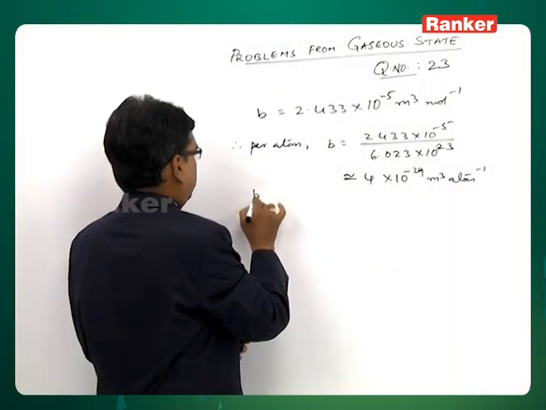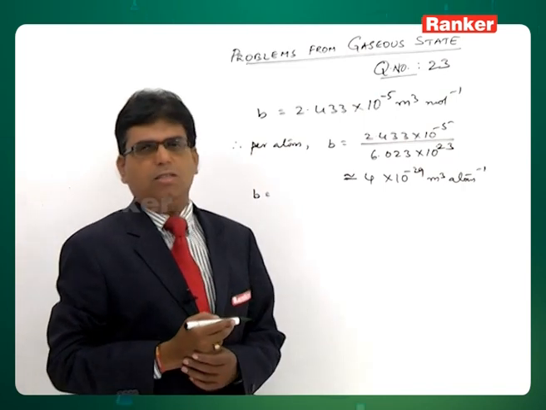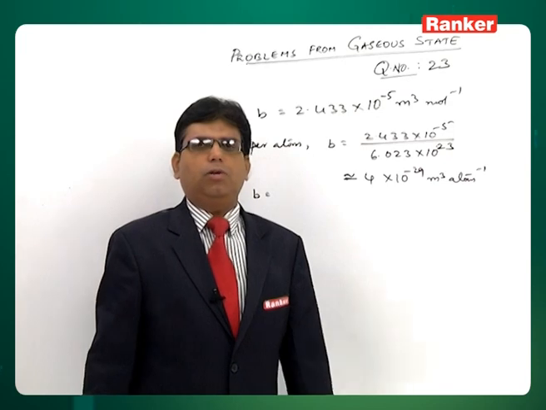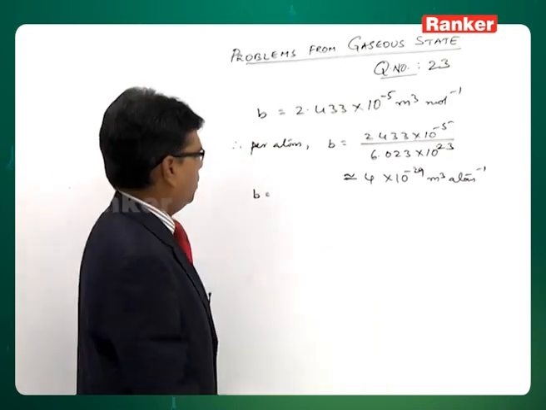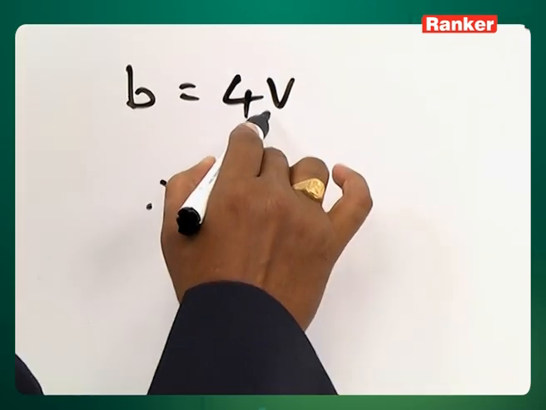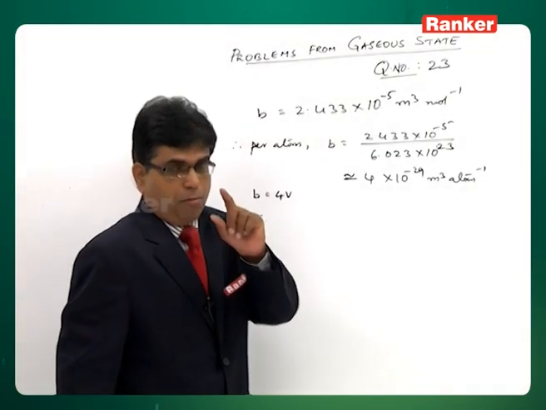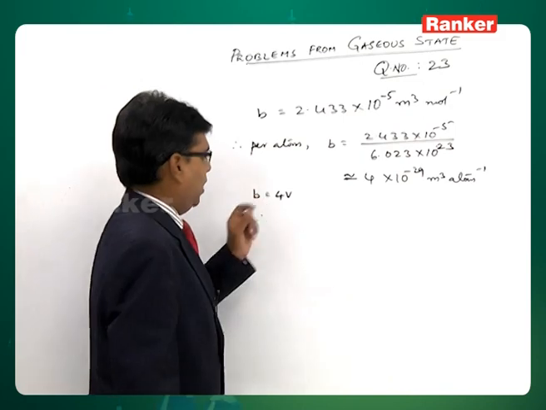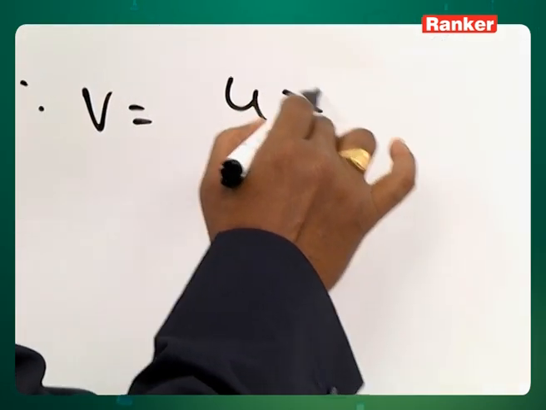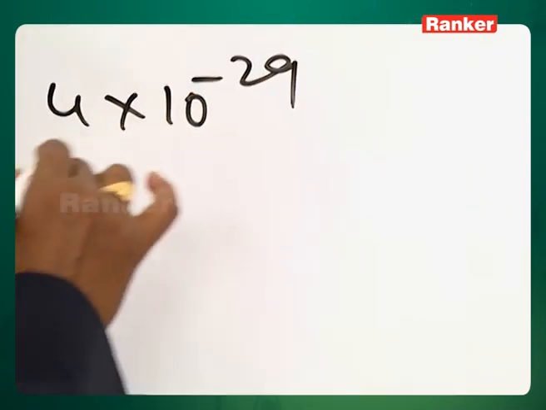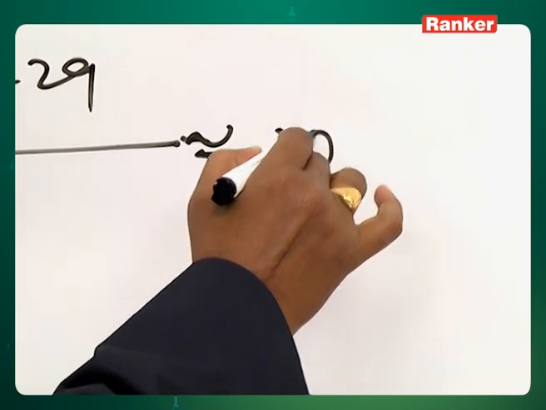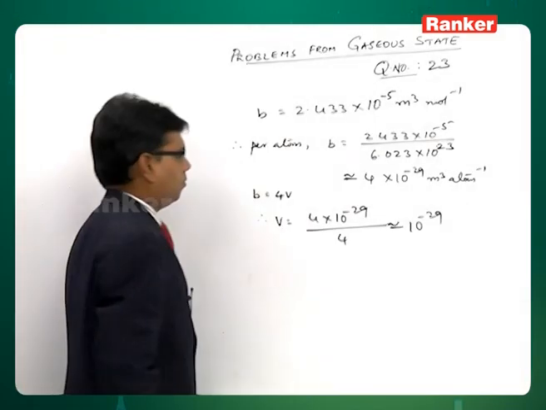And this b, from the van der Waals constants, from the way that we have derived the constant b, this b is equal to 4V. Here V is the volume of each atom, the volume of the helium atom. So V is equal to 4 into 10 power minus 29 by 4. This is approximately 10 power minus 29.